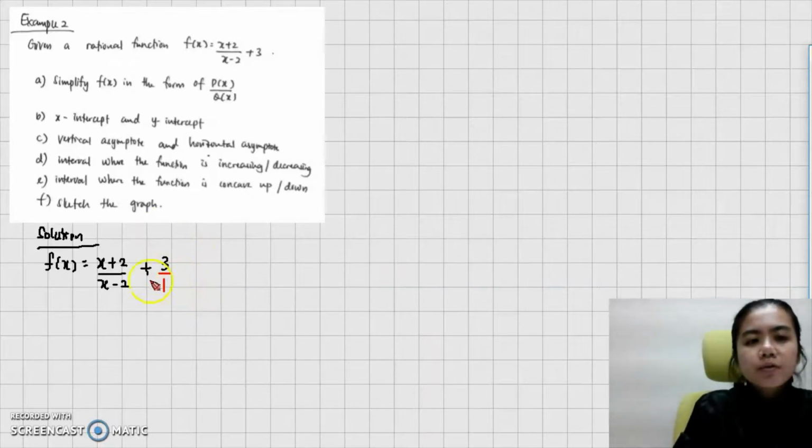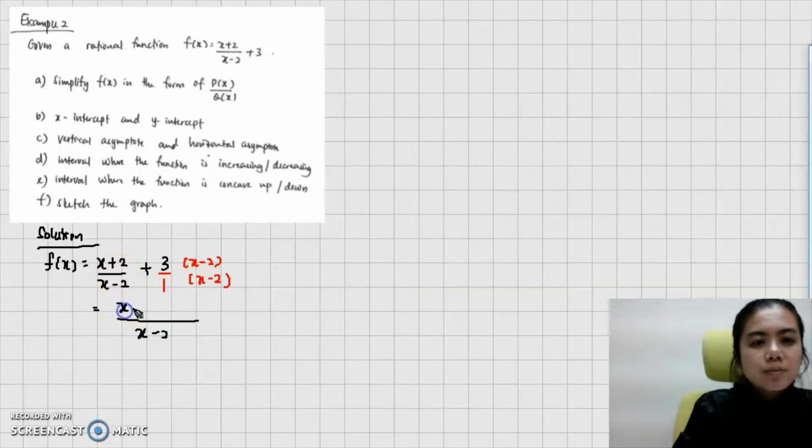In order to group it together, you have to multiply top and bottom by x minus 2. So when you multiply by x minus 2 here, we have the same denominator. When you have the same denominator, basically you can write it one time. So we just write x minus 2 once. On the top, you have x plus 2 plus 3 multiplied by x minus 2. Okay, we just group the denominator.